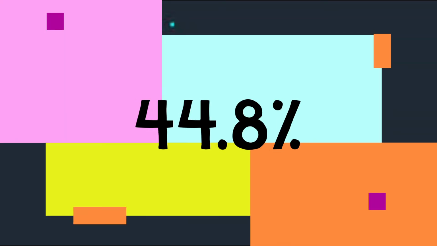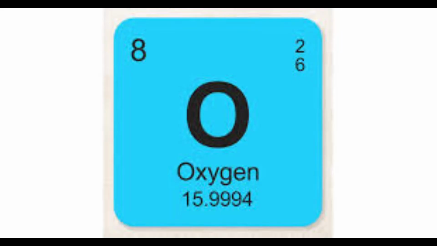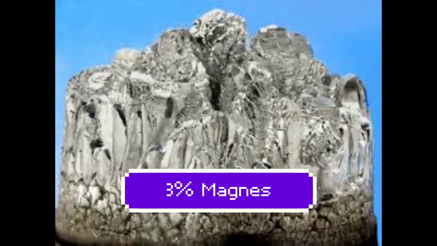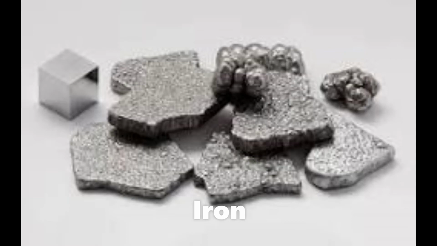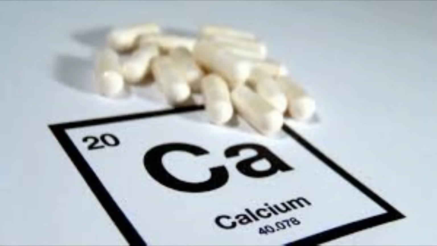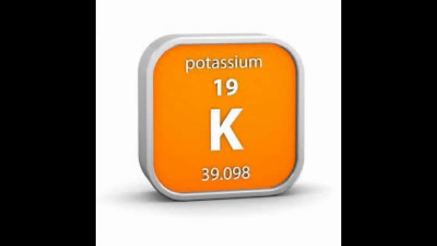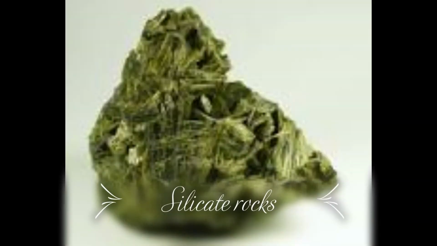Magma also contains oxygen, silicon, magnesium, iron, and aluminium, calcium, and we cannot forget about sodium, potassium, and finally silicon rocks.